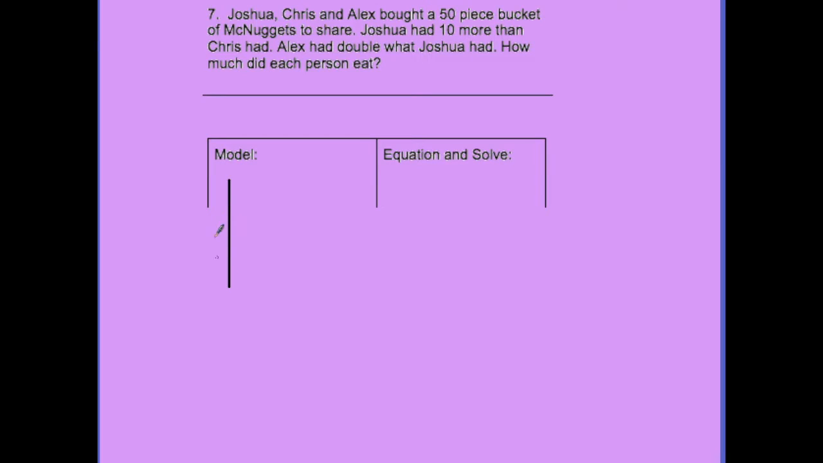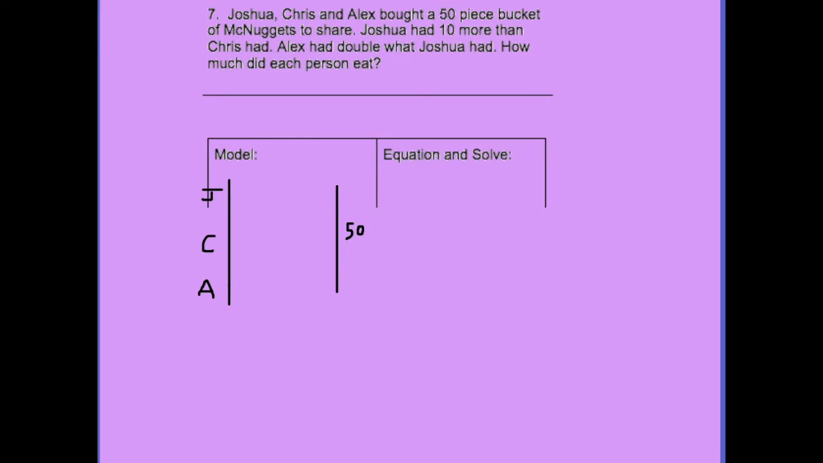All right, so let's make our model here. So I'm looking at each person here. So I got Joshua, Chris, and Alex. They all have different first initials, so that helps me here. And we know that their total is going to be 50.